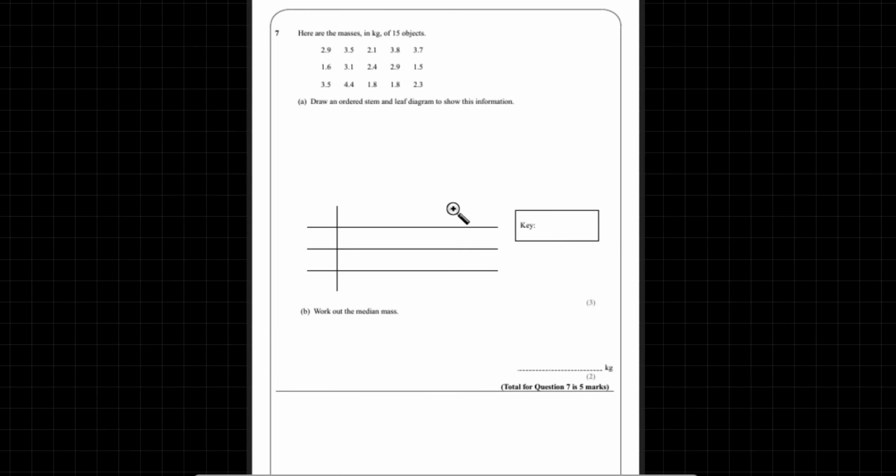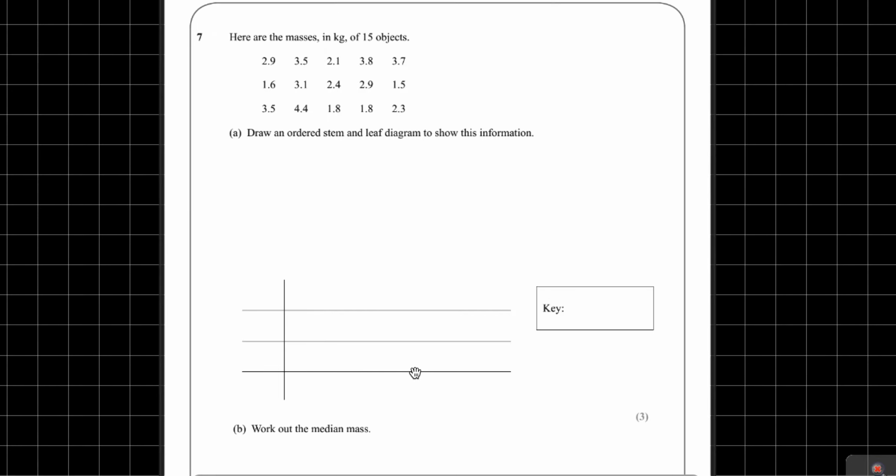Here's question 7. This time we've got points instead, and again, just the number. So it's got decimals. The number on the left, the ones column essentially, is going to be on the left-hand side, and the first decimal place is on the right-hand side. So our lowest one is 1.5, I think. Then it goes 1.6, so we put 6. Then 1.8.